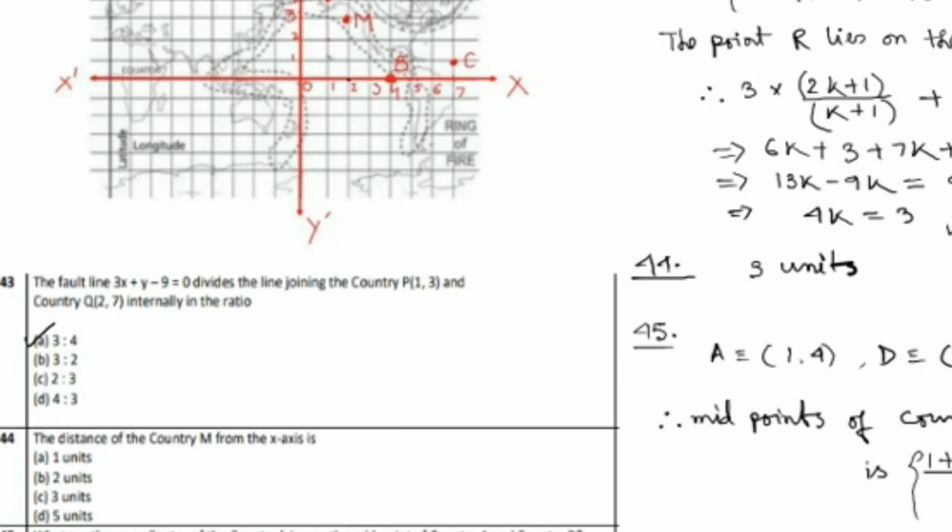Now 44. The distance of the point M from the x-axis. Here you can see this is the point M. So the distance from the x-axis will be 1, 2, 3. Therefore it is 3 units. So option C will be the right answer.